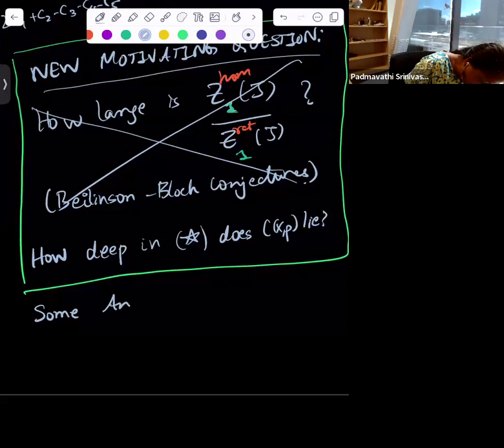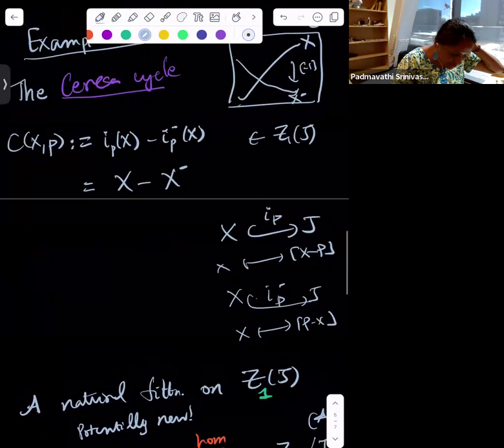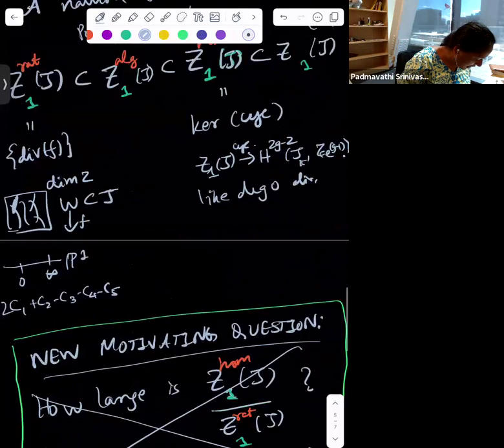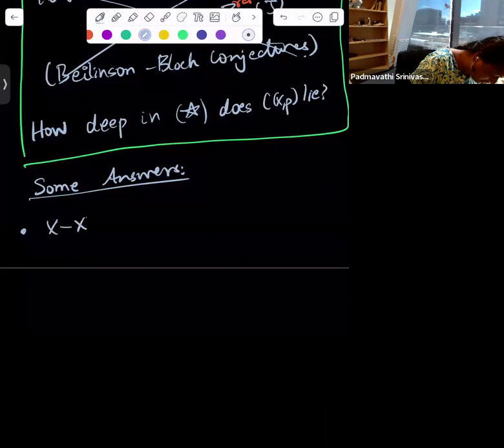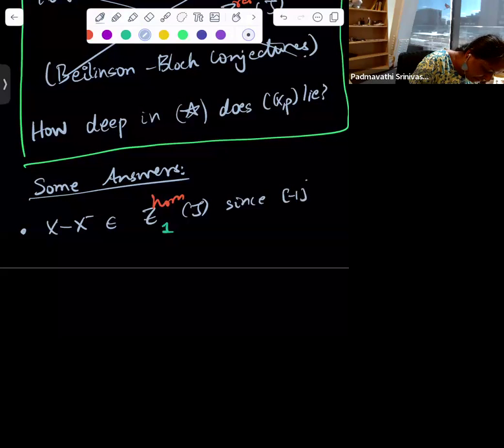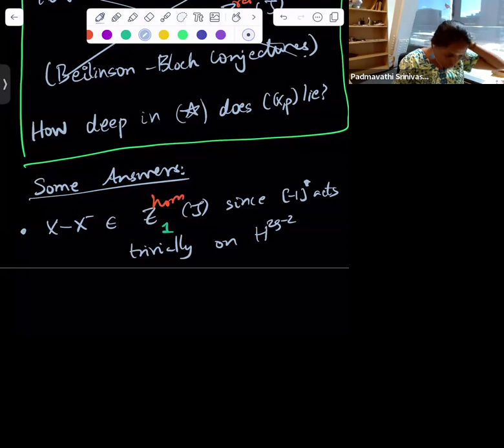So here's something we can actually say right away, something that we get by being smart about this, by taking the difference of these two copies of the curve. What taking the difference does is it makes this cycle homologically trivial. X minus X^- is in Z_1 hom of J. And this is because, as Ari pointed out, once you map X and X^- into cohomology, they become the same thing, since multiplication by minus one acts trivially on H^{2d-2}. So the Ceresa cycle is homologically trivial. It is like a degree zero divisor. It becomes zero in homology.